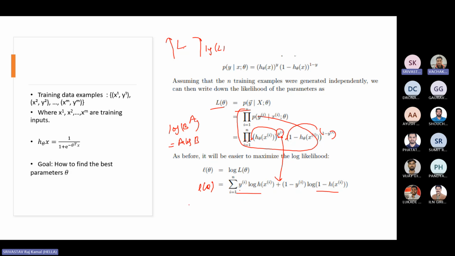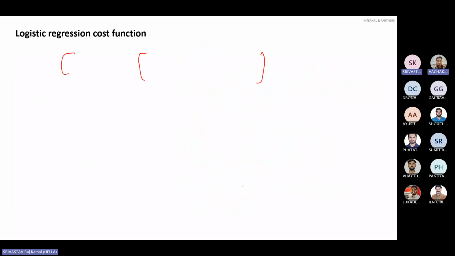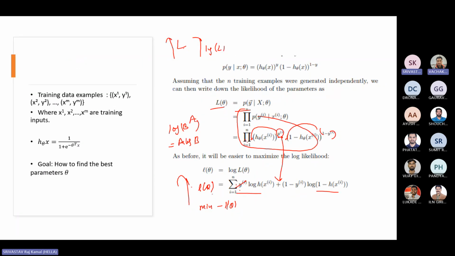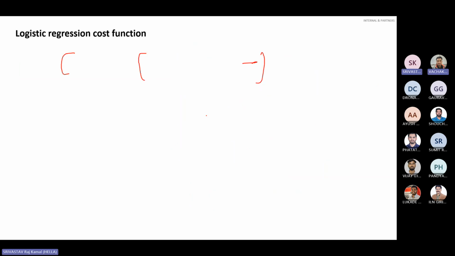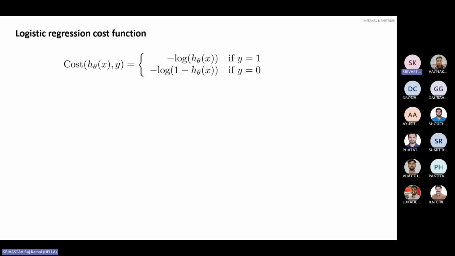I want to maximize this term, but gradient descent works with minimization. Therefore, maximizing L of theta is the same as minimizing minus L of theta. Almost the same mathematically. And after this it becomes very easy. If y equals 1, this becomes 1, this becomes 0, so only this term remains. When y equals 0, only this term remains. And that becomes your cost function. That is it.